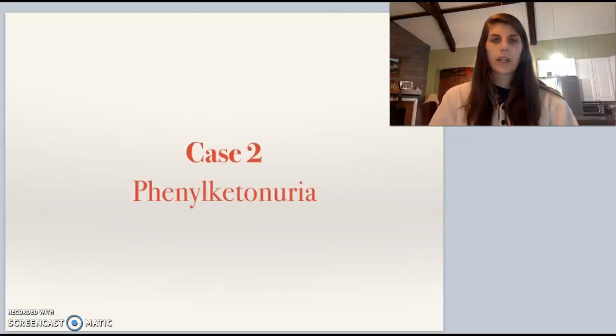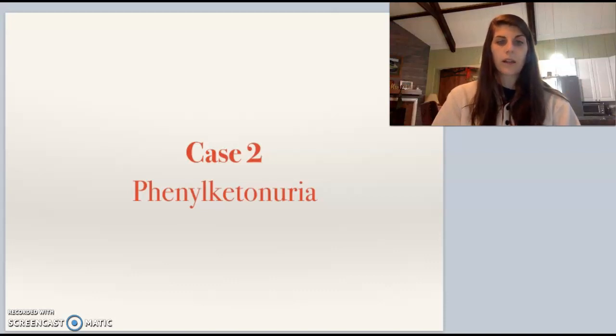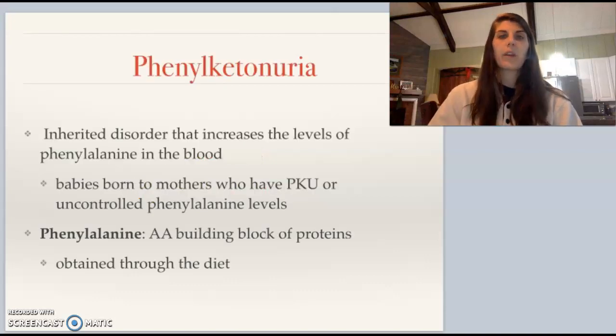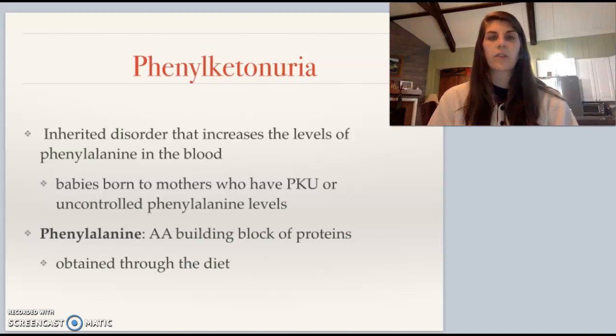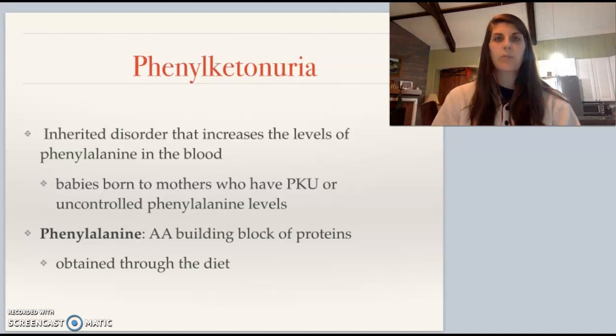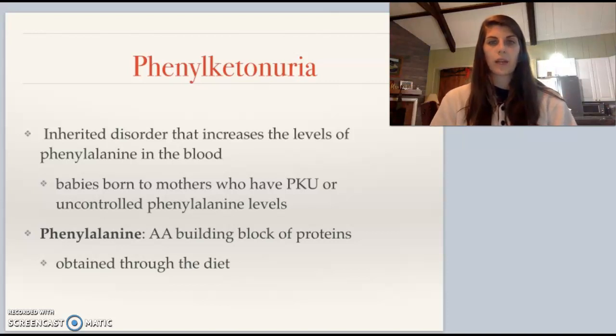Now moving on to case 2. Case 2 is a newborn girl who presents a sign of phenylketonuria, or PKU. Now phenylketonuria, or PKU, is an inherited disorder that increases the levels of phenylalanine in the blood. And babies that are born to mothers who have PKU or mothers that have uncontrolled phenylalanine levels can pass on PKU to their babies. So phenylalanine is an amino acid that's used as a building block for proteins, and it's obtained through the diet.